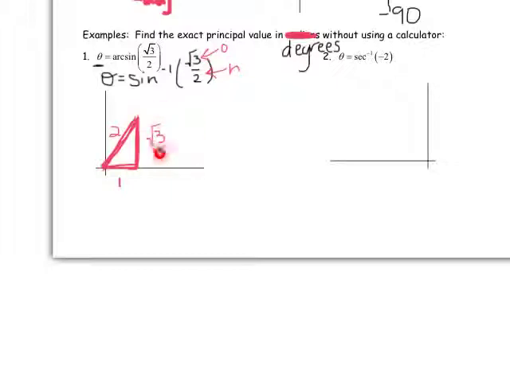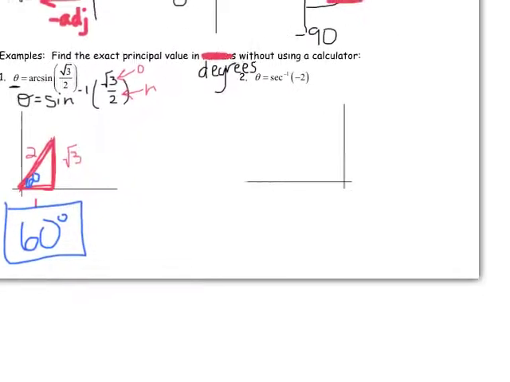Furthermore, if this is a root 3, across from the root 3 side is an angle of 60 degrees. So 60 degrees here is the angle in which I created this triangle. And this triangle created the ratio root 3 over 2 for sine. So 60 degrees is the answer. All right, let's do it again.